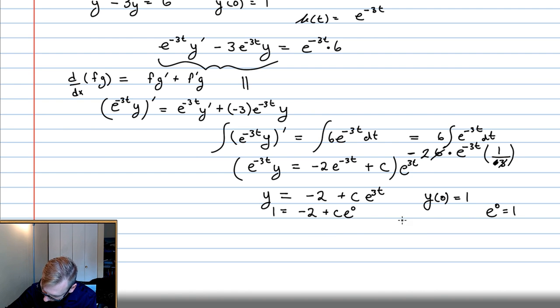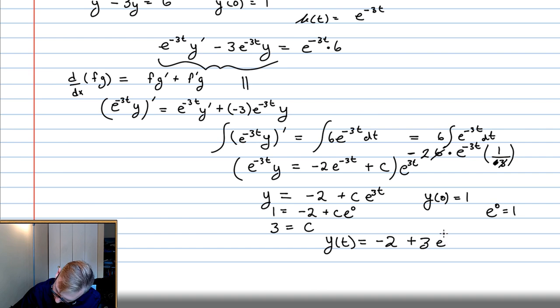And then we'll take the -2 over, so that's +2. We got 3 is equal to c. So then our final solution, y of t, is equal to -2 plus 3 e to the 3t.